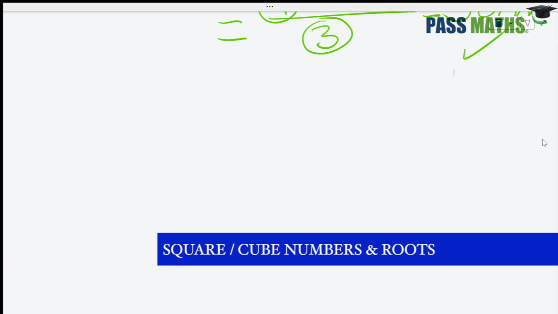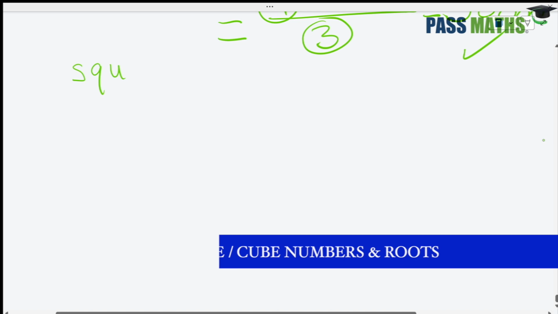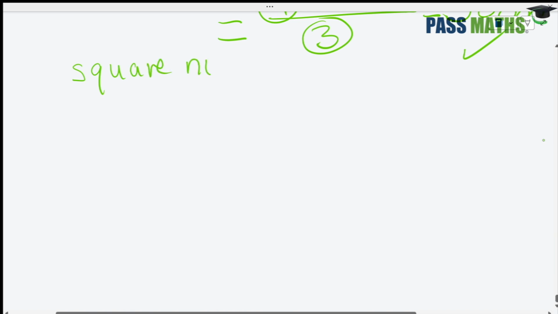In this lesson, I'm going to show you different types of numbers. Let's start with square numbers first. So, square numbers. 1 squared equals 1 times 1 equals 1. So 1 is a square number.